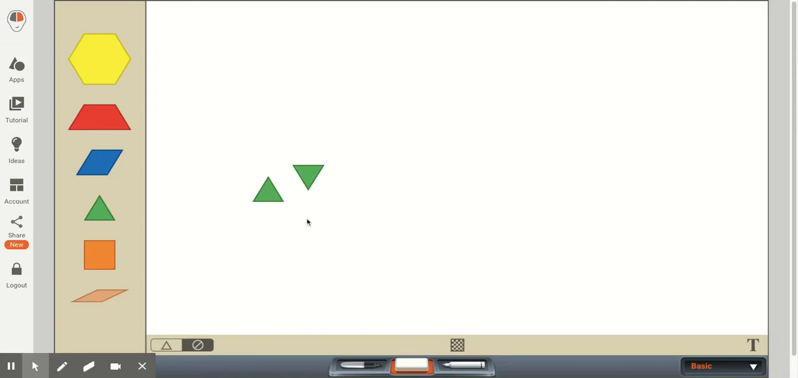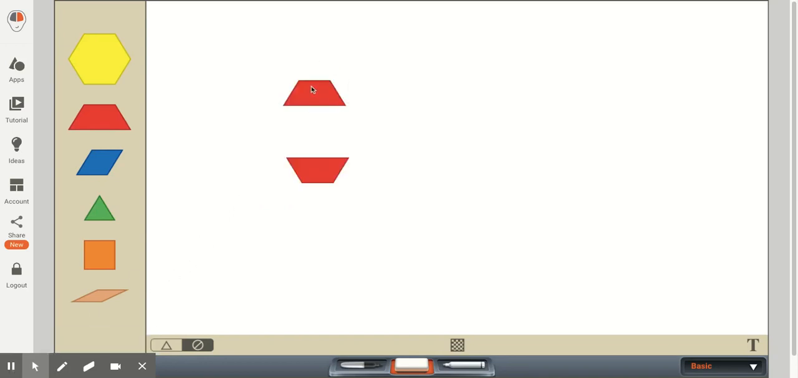Here I have two other types of triangles, and when I put these two triangles together, they form a rhombus. All four sides are equal in length, and the angles are not at right angles like a square would be, so these two triangles form a rhombus.